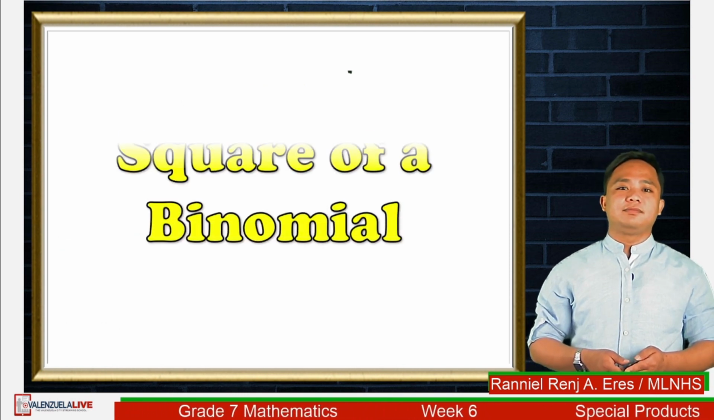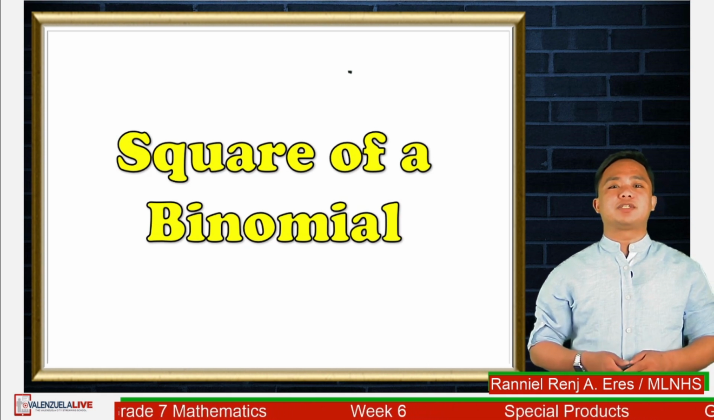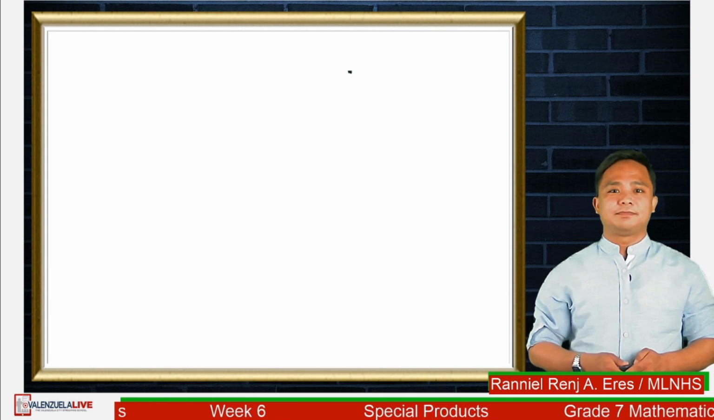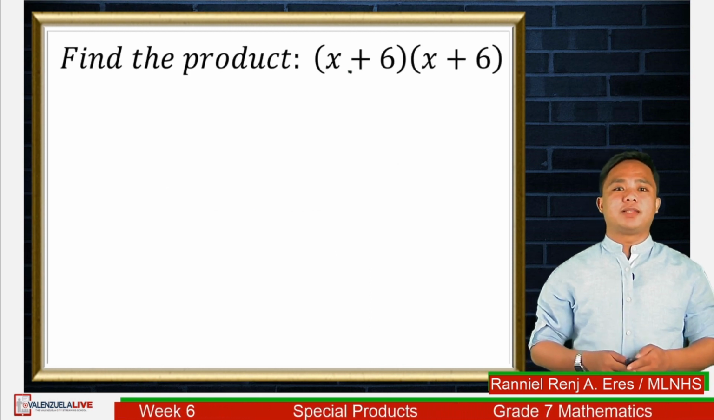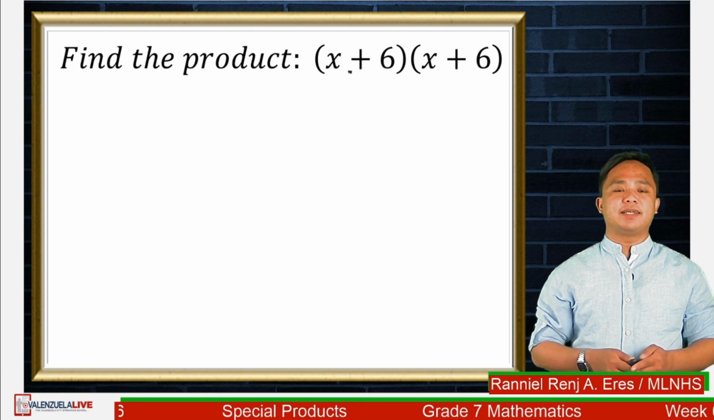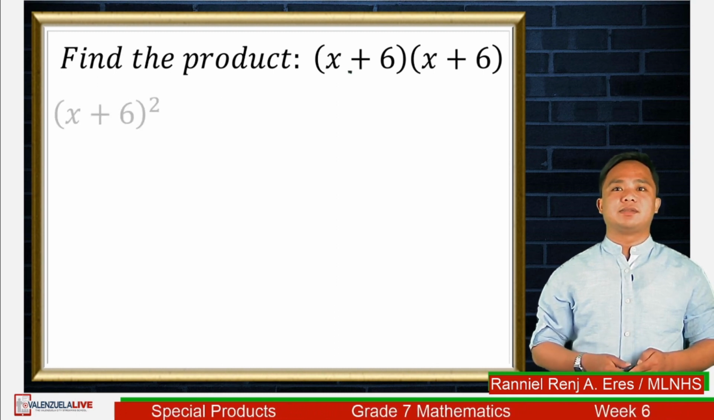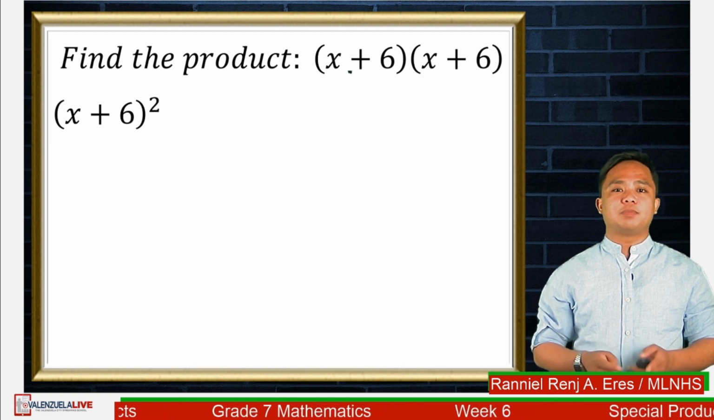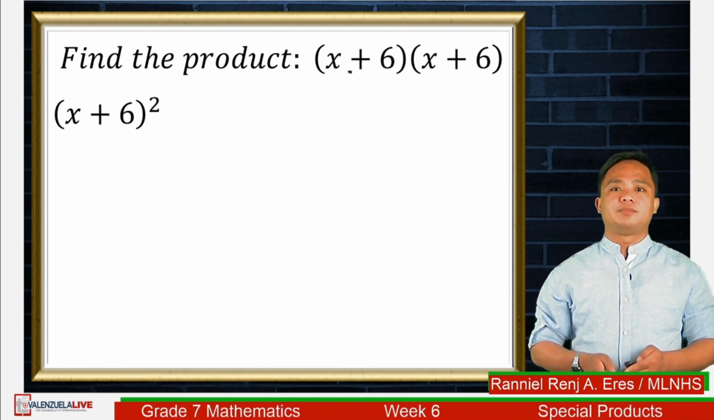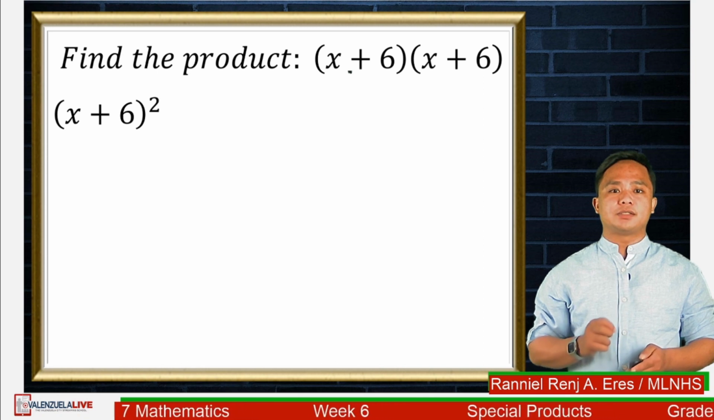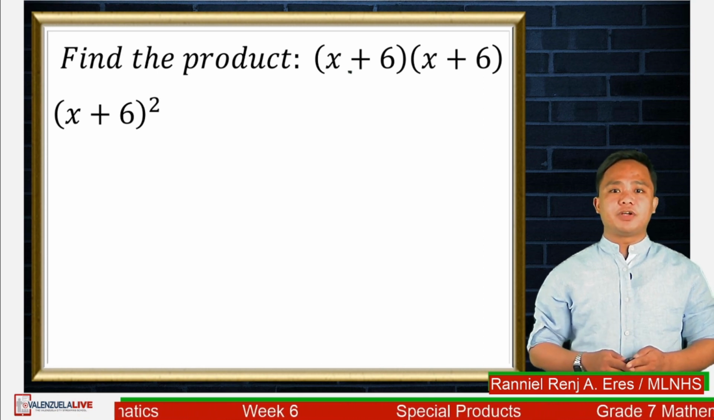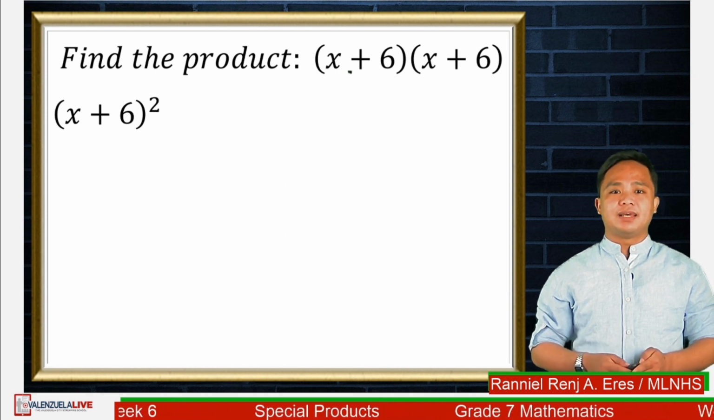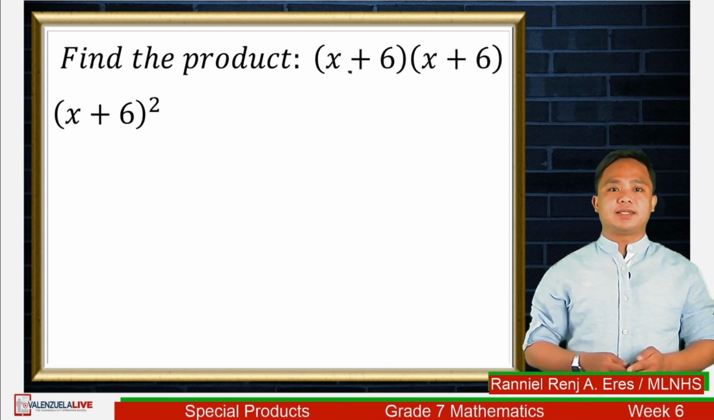Now, let's proceed to another special product, which is the square of a binomial. Find the product of x plus 6 times x plus 6. We can write this as the quantity x plus 6 squared. The first thing that we need to do is to identify the first and the last term of our given. So our first term here is x and the second term is 6.